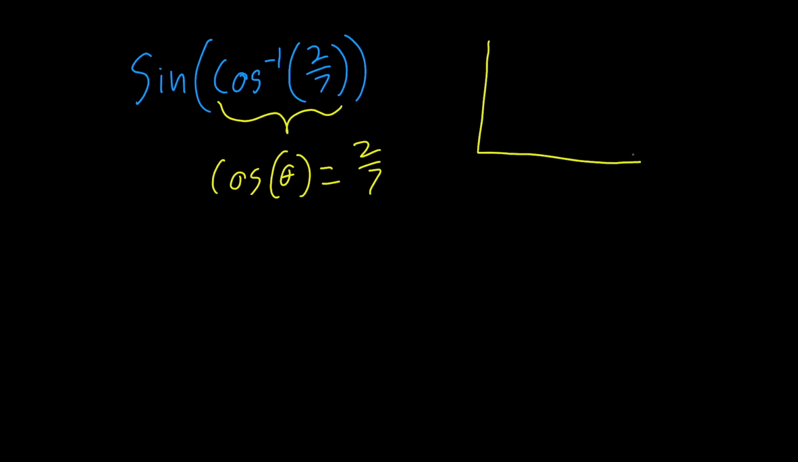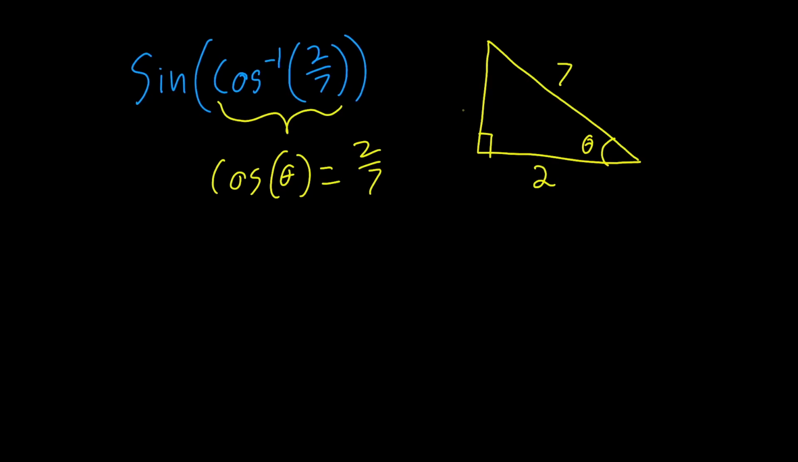So we'll set up a right triangle. We'll call this angle theta. And the cosine of that angle is 2 over 7. Since cosine is adjacent over hypotenuse, this side must be 2, and the hypotenuse must be 7.